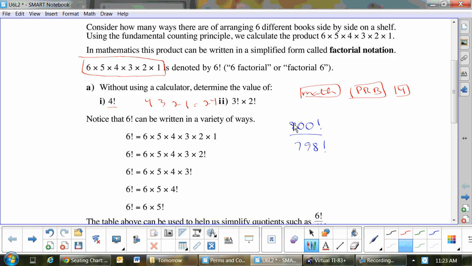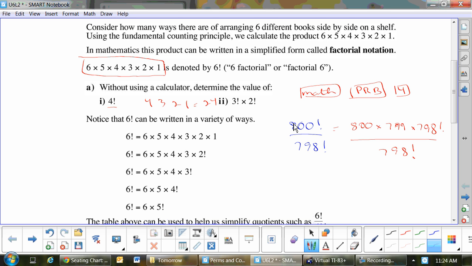So here's how you can do this. 800 factorial is the same thing as 800 times 799 times 798 factorial, all over 798 factorial. So I can stop anywhere I want and just put the factorial because that covers everything. Now you can see what's happening.